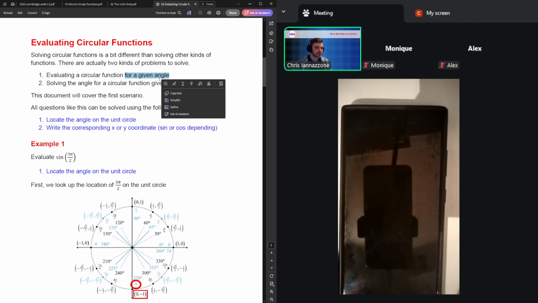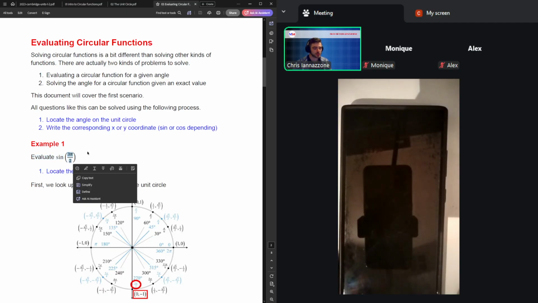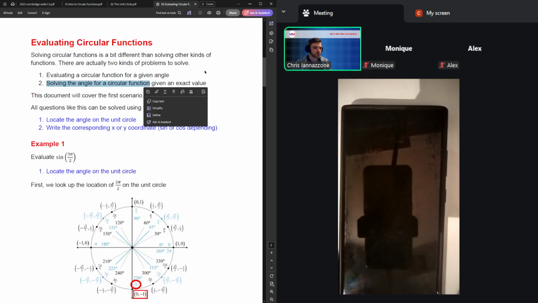Evaluating is when you are given the angle. So if it says evaluate sine of 3 pi on 2, you'll see they're giving you the angle, but they want to know what the value is on the unit circle. Solving is the opposite.